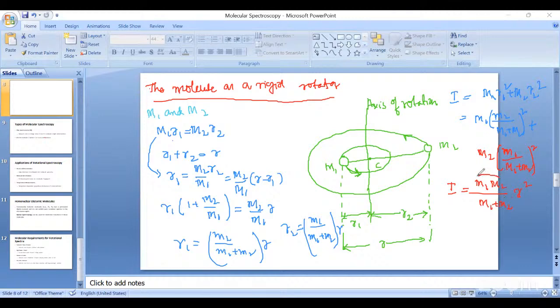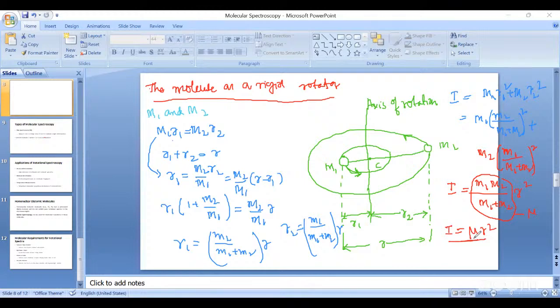So this M1 M2 by M1 plus M2, we will be calling it the reduced mass. Generally, we represent this reduced mass with mu. So therefore, we can write the moment of inertia of the molecule about the axis of rotation as I is equal to mu R square. Understand? I is equal to mu R square, by taking mu as the reduced mass. So the diatomic molecule is equivalent to a single point mass.